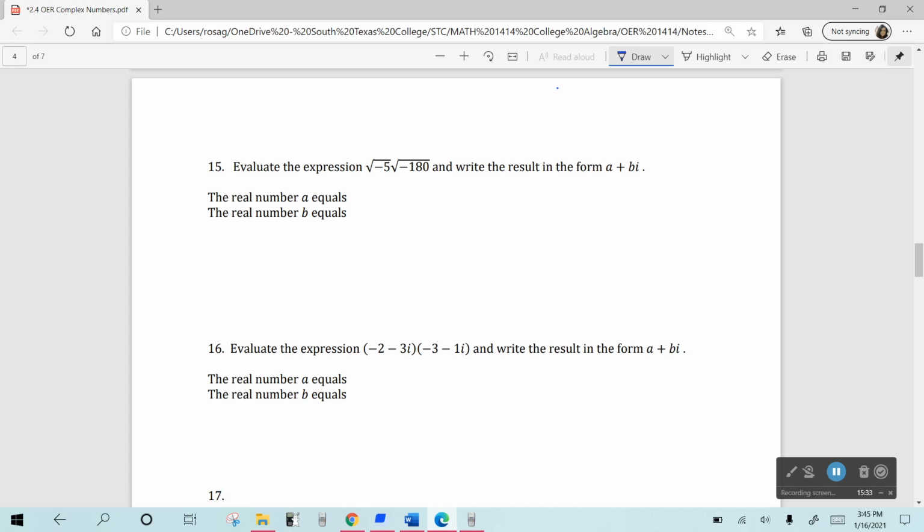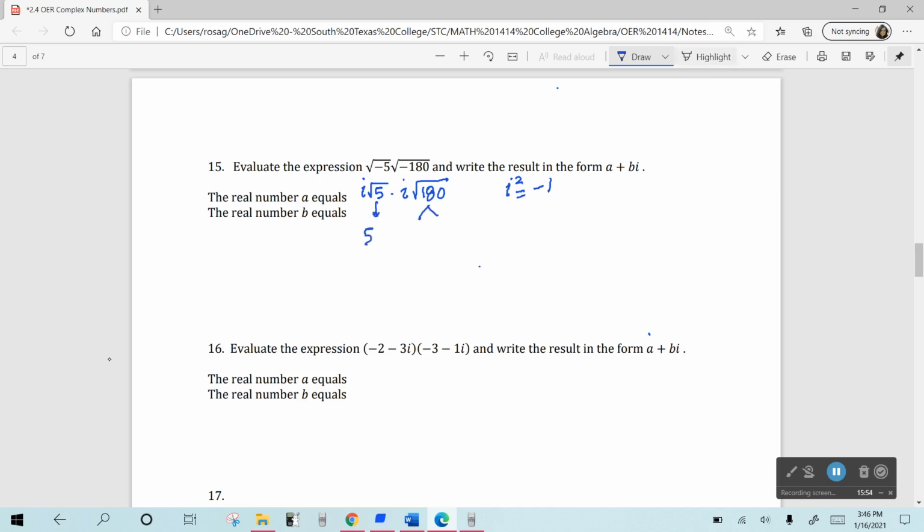So once again, I am going to say the i's. So it's i square root of 5 and i square root of 180. And the i squared, which is going to be a -1. So we know we have that already. Now I'm going to take care of the numbers. The 5 stayed as 5.